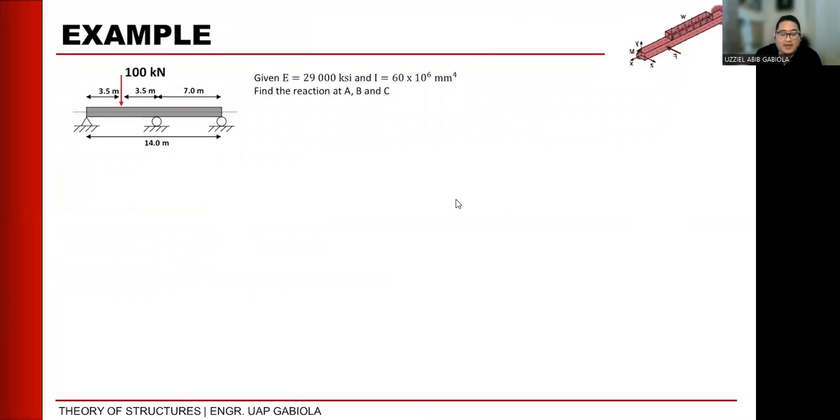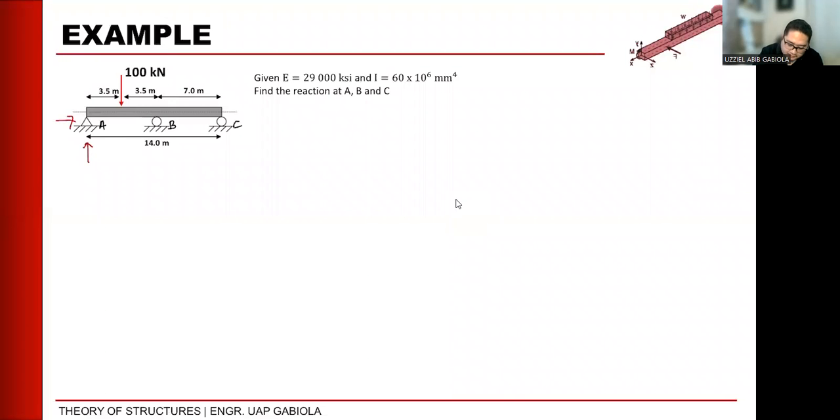Ayan. So let's say we have a continuous beam. Hindi na siya simply supported beam, no? Kasi tatlo yung support natin. We have a hinge, a roller, and a roller. So when we try to identify the number of unknown reactions natin, we have a vertical and horizontal for the first one at A. Lagyan ko lang ng notation. This is A, this is B, and this is C.